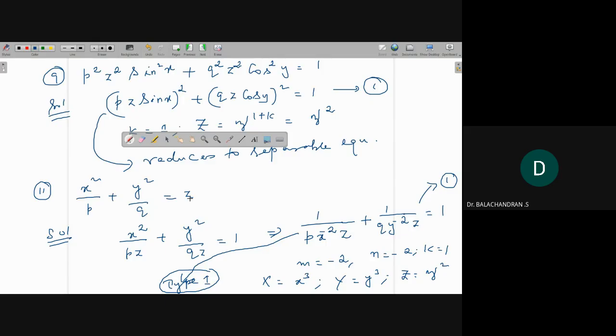Suppose you don't divide by z and keep z here. Then you should write 1 by p into x power minus 2 plus 1 by q into y power minus 2 equal to z. Then that reduces to type number 3. If it is type 3, we need to solve a little bit. It will take time. So that's why I divide by z here.